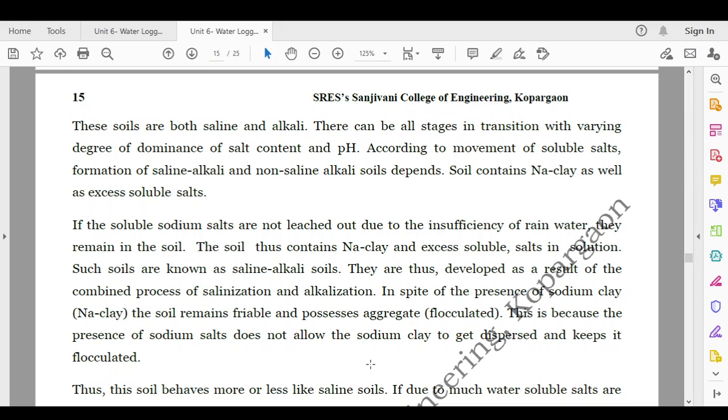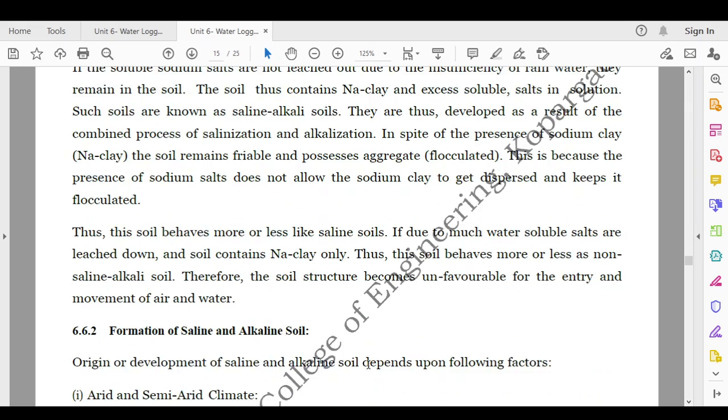Such soils are known as saline alkali soils. They are thus developed as a result of the combined process of salinization as well as alkalization. In spite of the presence of sodium clay, the soil remains friable and possesses aggregates flocculated. This is because the presence of sodium salts does not allow the sodium clay to get dispersed and keeps it flocculated. Thus, this soil behaves more or less like saline soils.